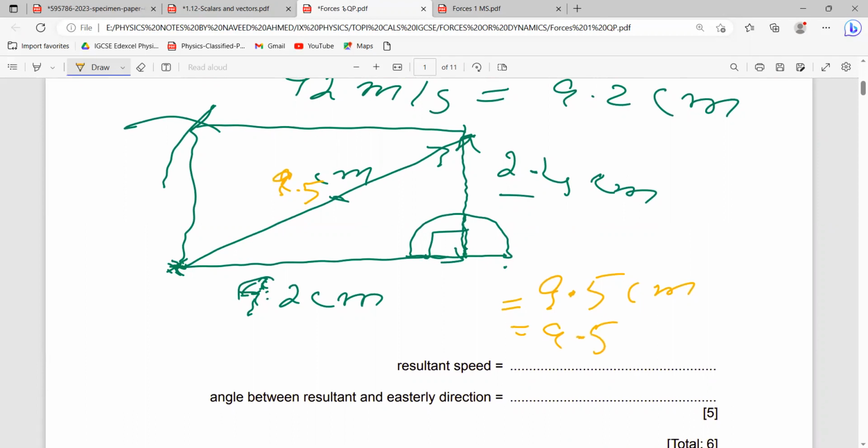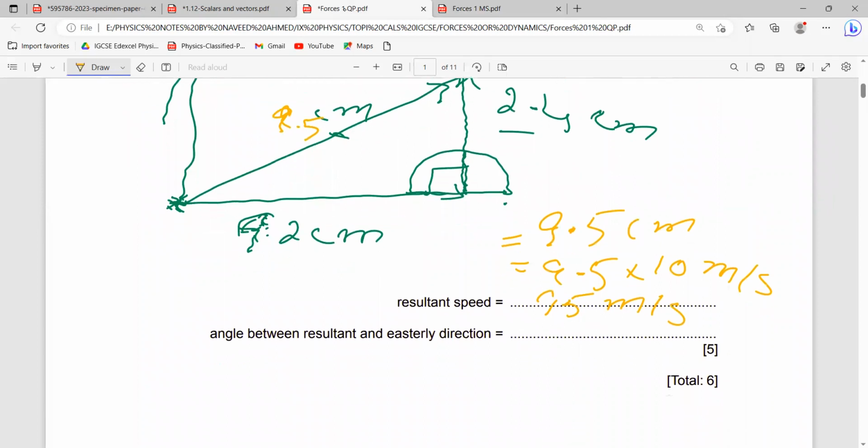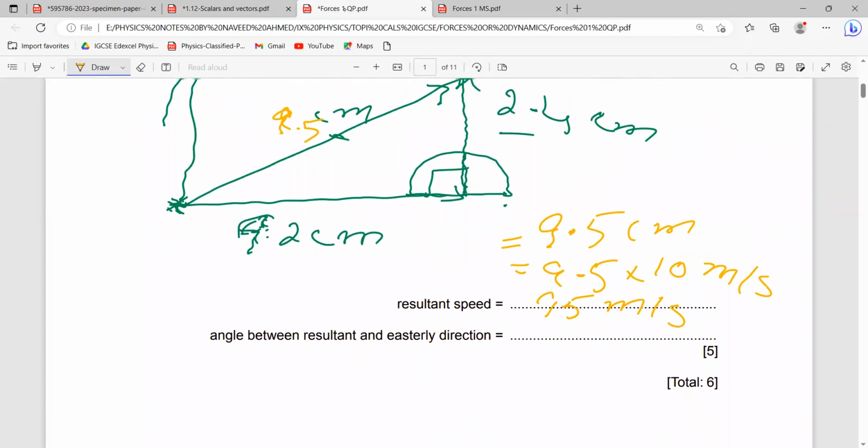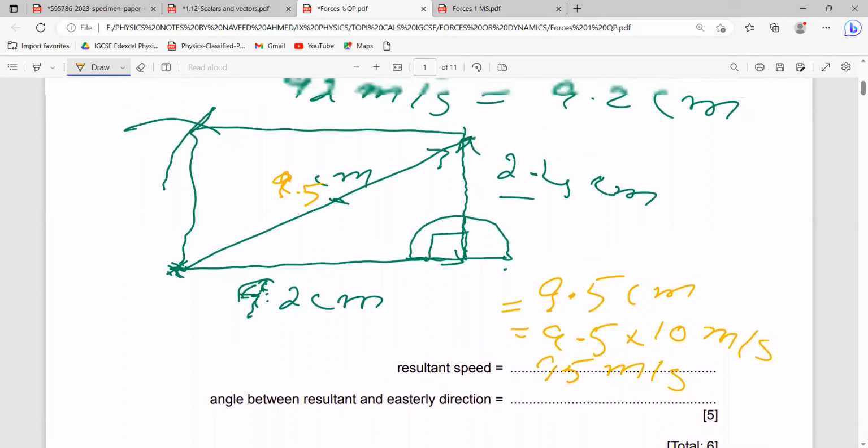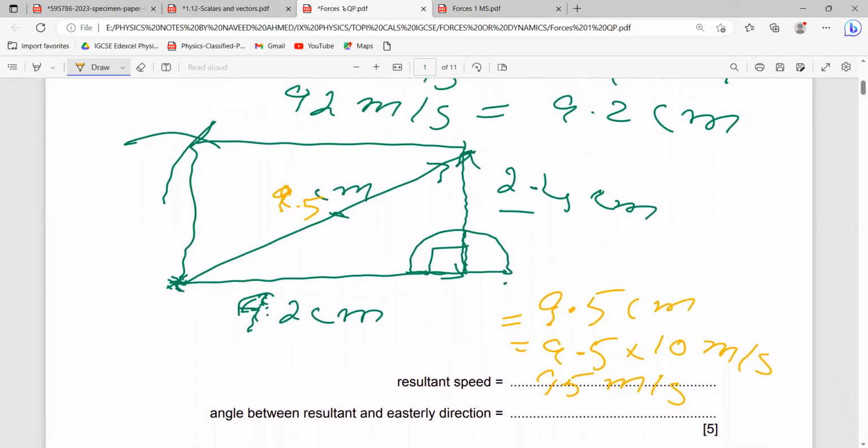क्योंकि 1 सेंटीमीटर किसके बराबर था? 10 मीटर पर सेकंड के। तो फिर ये रिजल्टेंट हमारे पास आ जाएगा 9.5 मीटर पर सेकंड। दिस इज द रिजल्टेंट वेलोसिटी। And now we see the angle. Angle is about angle between resultant and easterly direction. Easterly direction हमारे पास ये आ रही है। You have to find this angle.